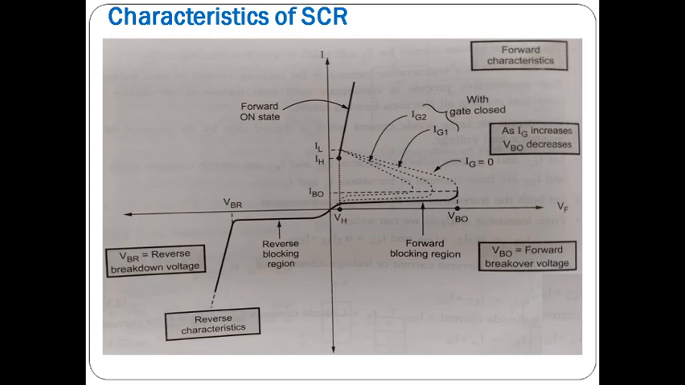Clear? And forward breakover voltage is the voltage above which the SCR enters into the conduction region. And reverse breakdown voltage is represented with VBR. It is the reverse voltage above which reverse breakdown occurs, that is breaking of J1 and J3 junctions. These are the characteristics of the SCR.